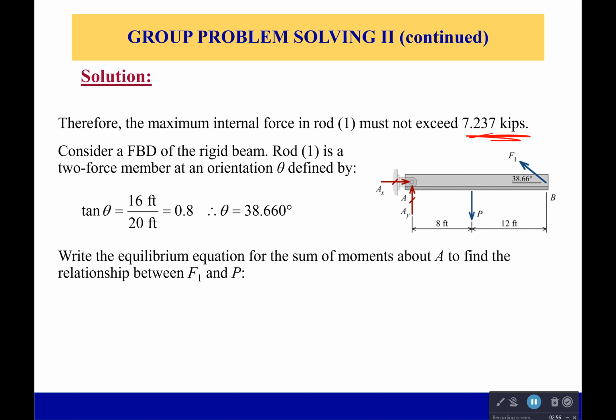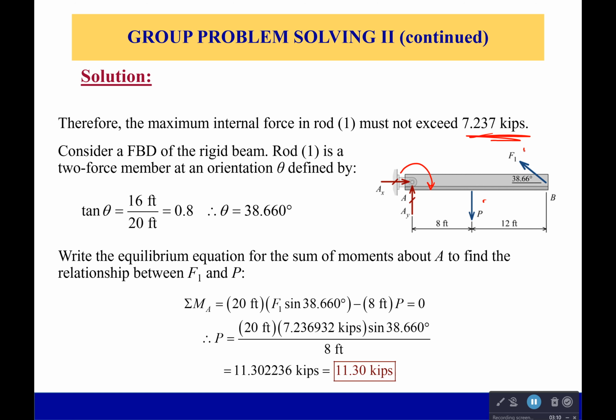Now we can take our equilibrium equations to figure out what P is going to be. So what we'll probably do is take a sum of the moments around point A, because that gets rid of most of our unknowns, and it leaves only P and F1, which we know. So we do that. We have 20 feet times the vertical component of force 1 minus 8 feet times P. And we solve and get that P has to be less than or equal to 11.3 kips. That's the maximum it can be.